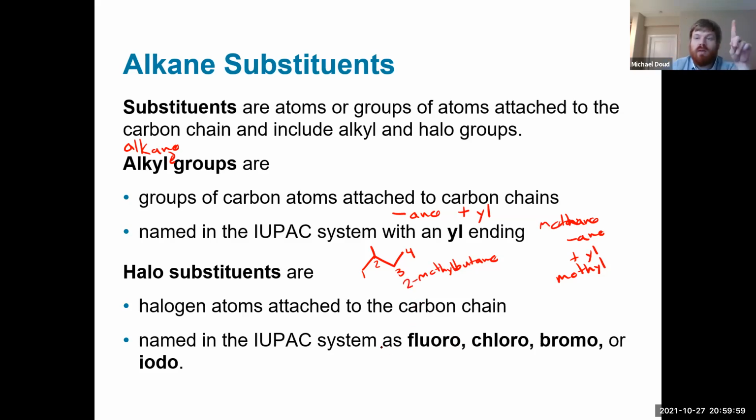Now the other one that we have are halogen substituents. So halo substituents are halogen atoms that are attached to the carbon chain. They basically just take the place of one of the hydrogens. And of course, there's fluorine. If you have a fluorine as a substituent, that's a fluoro group. Chlorine becomes chloro. Bromine becomes bromo. And iodine becomes iodo.